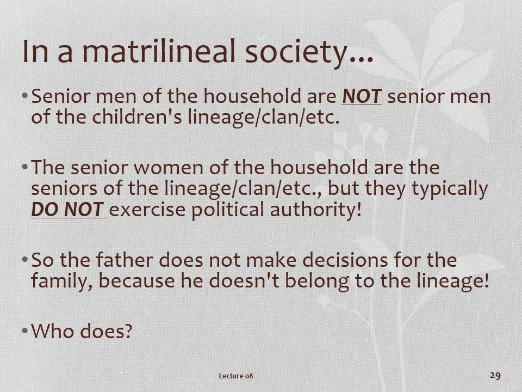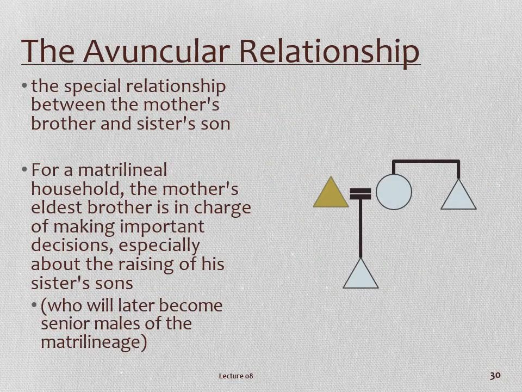A child's father is not a member of the child's lineage, but something of an outsider. Since the lineage is usually the basic social and economic unit in these societies, this means that a child's father is not in charge of making decisions for the child. Since the child is the future of the lineage, and the father is not even a member of that lineage, he has little right to make those big decisions that shape the child's future. So who does? Usually that responsibility falls to the child's mother's oldest brother.